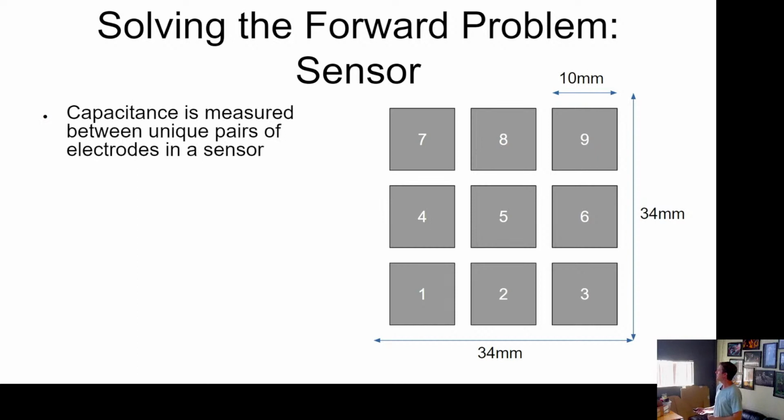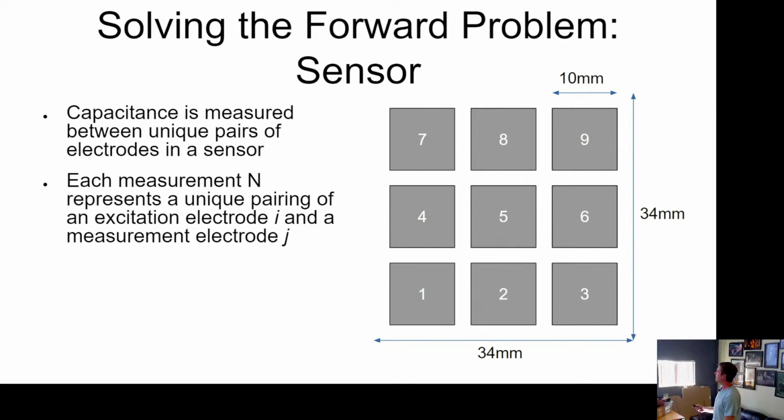And in order to use this sensor, you would measure capacitance between each pair. So you'd usually apply a voltage to one of these, and then you'd sense the capacitance between each electrode and that excited electrode. So you do 7-8, 7-9, 7-4, 7-5, 7-6, and then you turn off that electrode, turn on 8, and do the same thing. Measure the capacitance between that and all the other ones, and you just keep going down until you've made your 36 measurements.